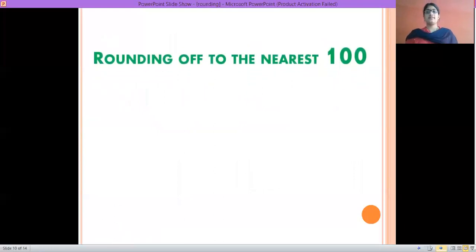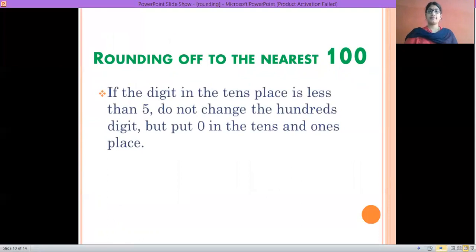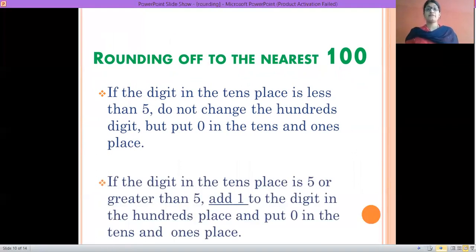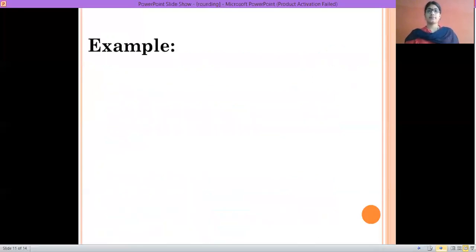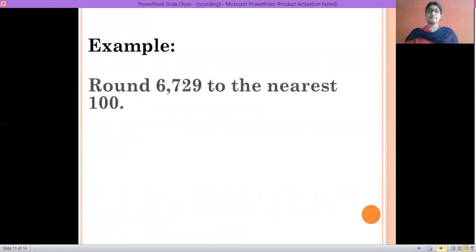Rounding off to the nearest 100. If the digit in the tens place is less than 5, do not change the hundreds digit, but put 0 in the tens and ones place. If the digit in the tens place is 5 or greater than 5, add 1 to the digit in the hundreds place and put 0 in the tens and ones place. Example. Round 6,729 to the nearest 100.